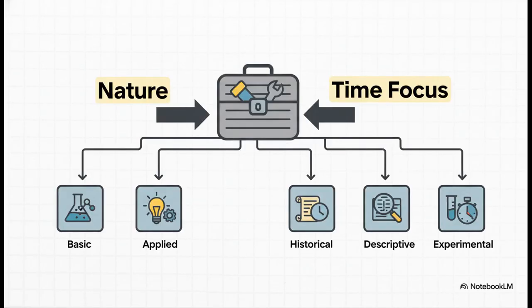And there you have it. It's by understanding these different ways to classify research, first by its nature, basic or applied, and then by its focus in time, historical, descriptive, or experimental, that we build that essential blueprint for the researcher's toolbox. It's how we make sure we're always picking the right tool for the job.